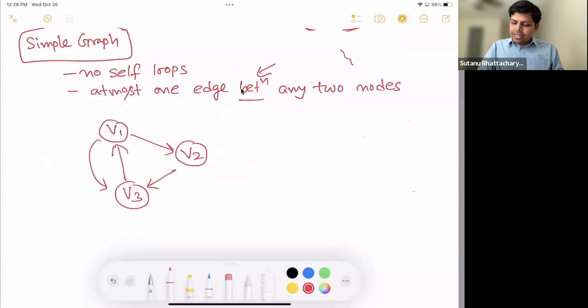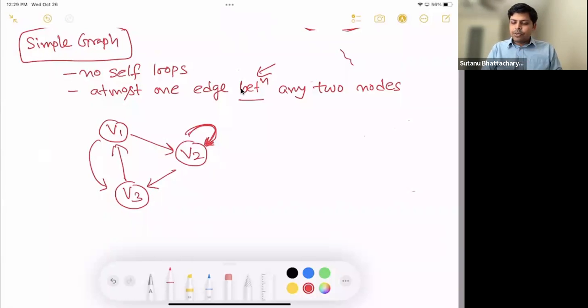Now, a self loop means like this. In the case of friendship, you may think that I am also my own friend, right? So this way there is a self loop. That means V2 is a friend of himself. So V2 is a friend of V2. I am also a friend of myself. A simple graph doesn't contain any self loop, so this self loop should not be there in the case of a simple graph.